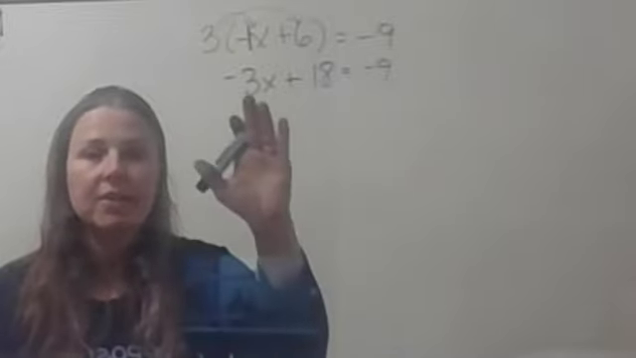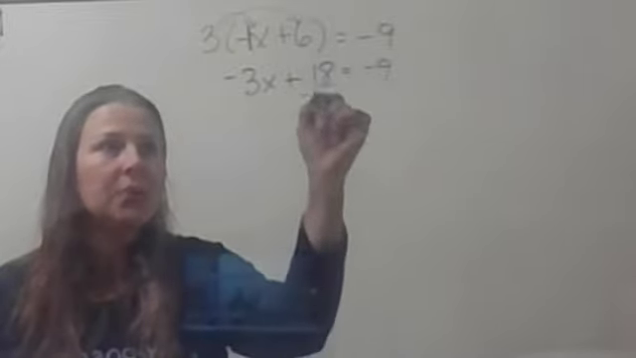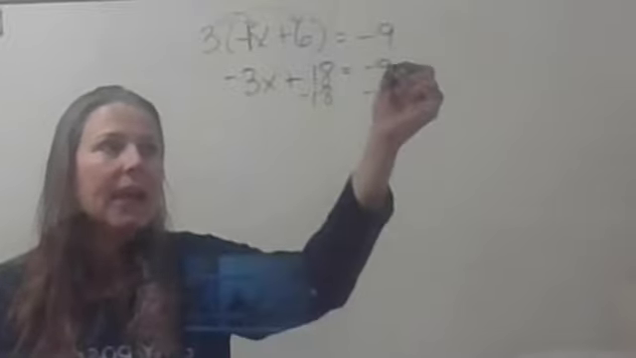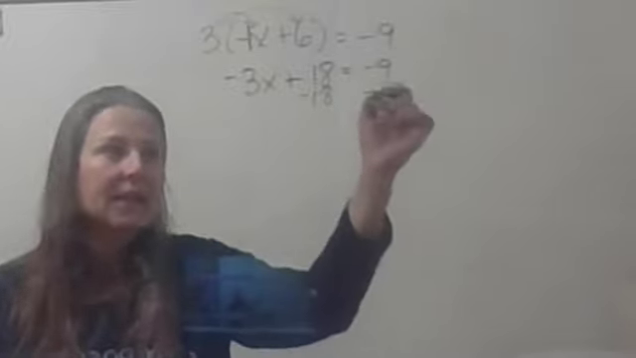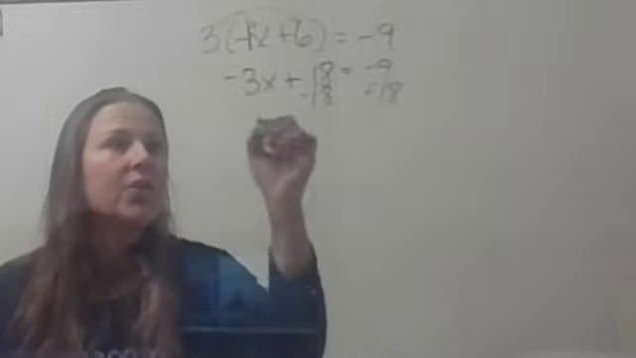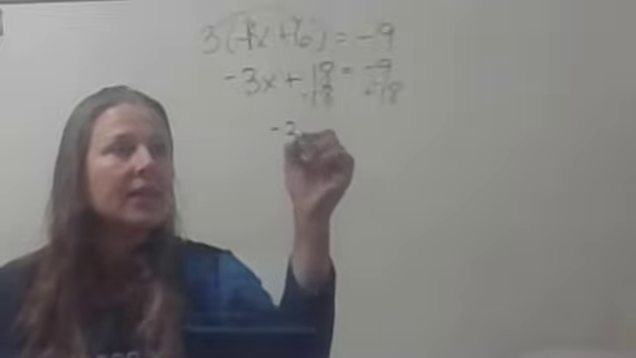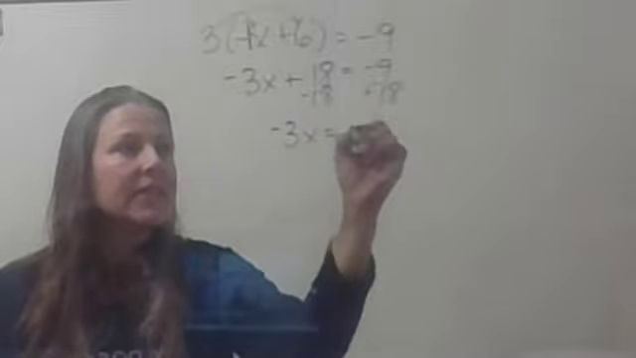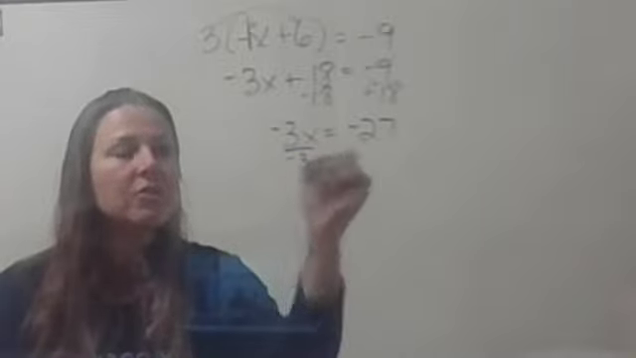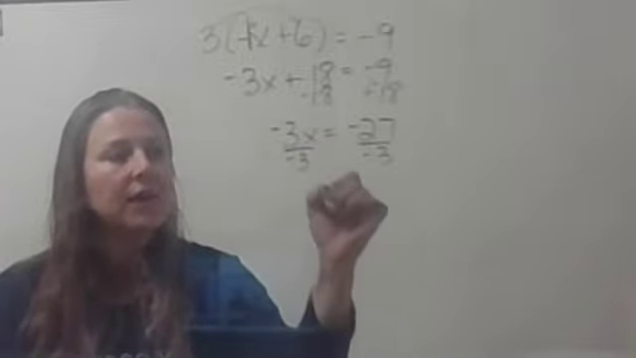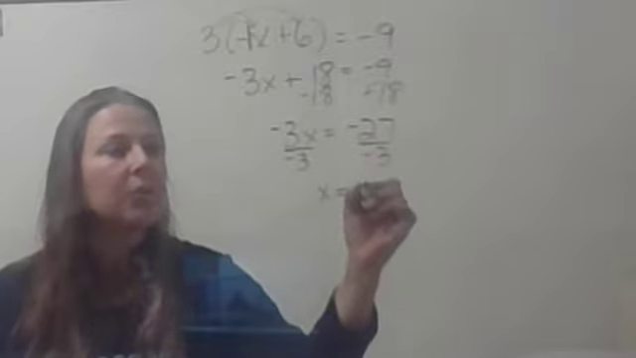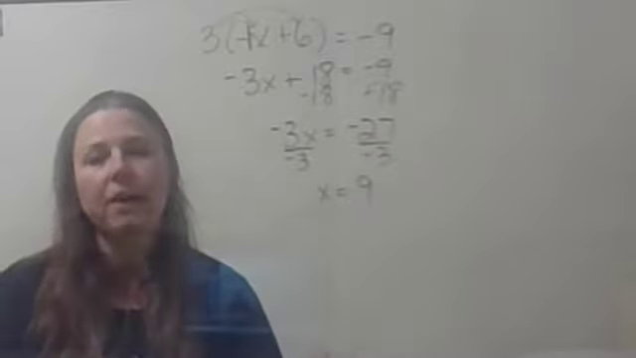So again, their letters are on the left. We can move the numbers to the right by subtracting 18. This is a -9 minus 18. The same thing as -9 plus -18. So that's -3x left on the left. And this is -27. And then to solve for x, you're going to divide by that -3. So x is now equal to -27 over -3, which is the number 9.